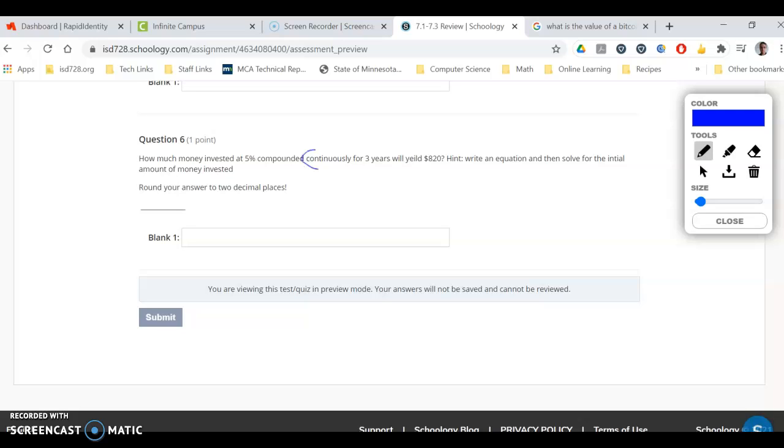So we're dealing with continuous interest. Okay, so I know I'm going to use this PERT formula, and I'm going to fill in whatever I know. I don't know the principal. In fact, that's what I'm trying to calculate here, how much starting money I need. The rate as a decimal is 5%, so I move it over twice. And then the years are 3. And so I really want to know, when does that equal $820?